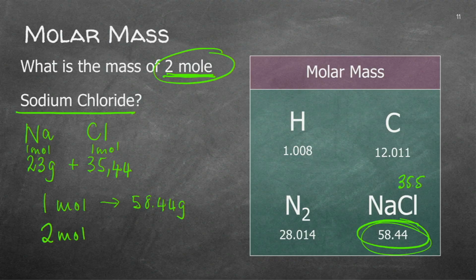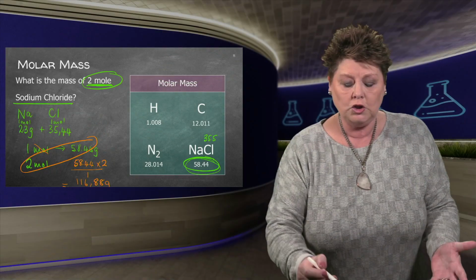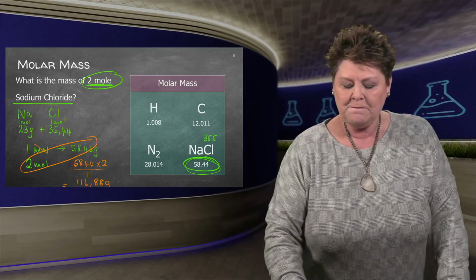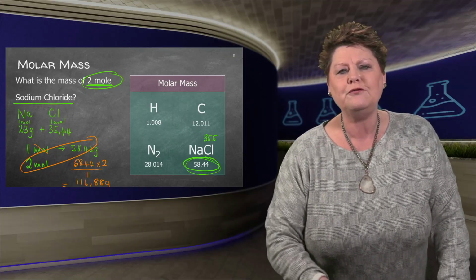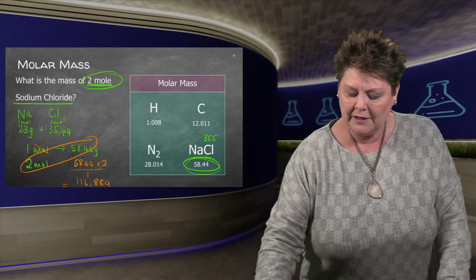So what do I have? I'm again going to calculate the multiplication of 58.44 times 2, and I'm going to divide by 1. And you'll get an answer of 116.88 grams. Does it make sense? Will 2 mole be double that of the 1? Yes, it makes sense. You don't have to do the whole calculation like this. I'm just showing you every time where it's coming from.